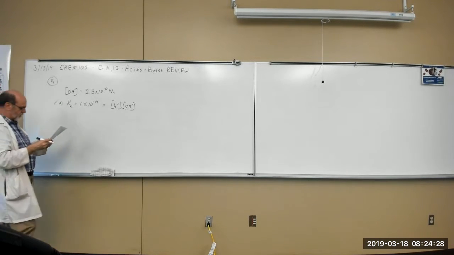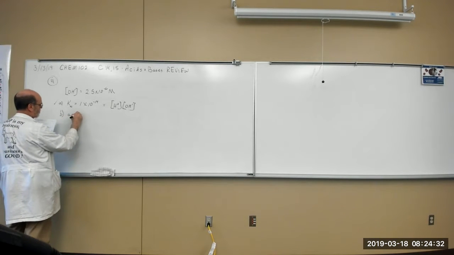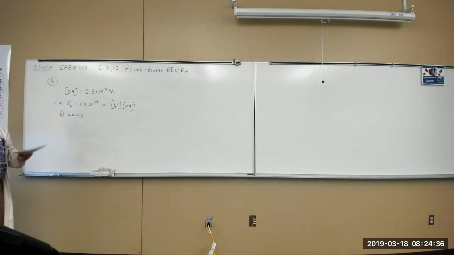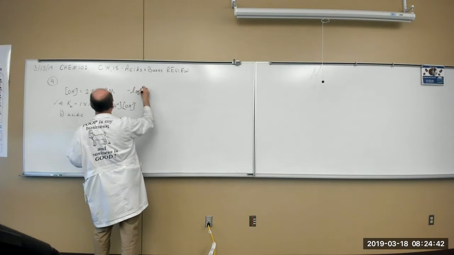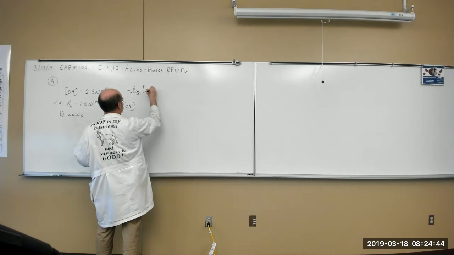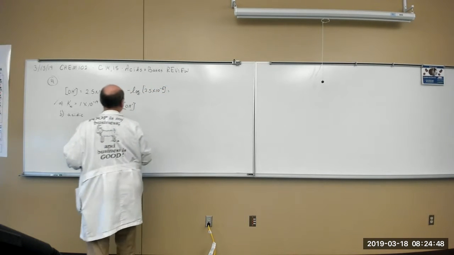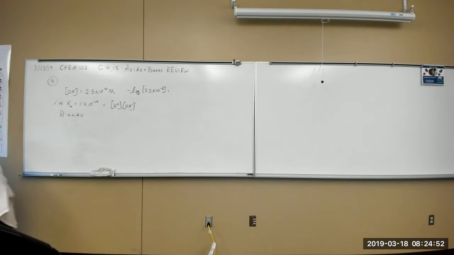B, the solution is acidic. The only way to know that is to find out what the pH is. Okay. So we need to do negative log of 10 to the minus 6th. That'll give us the pOH. Calculator.